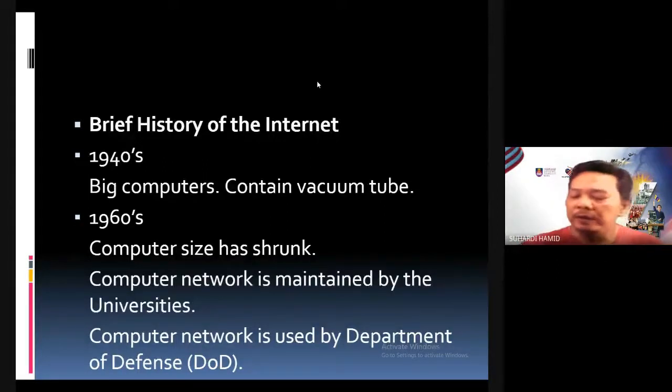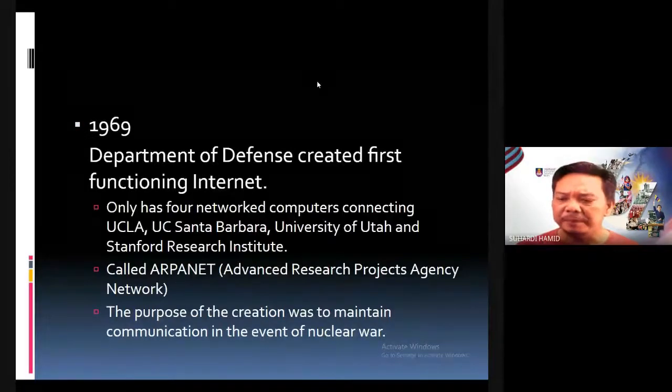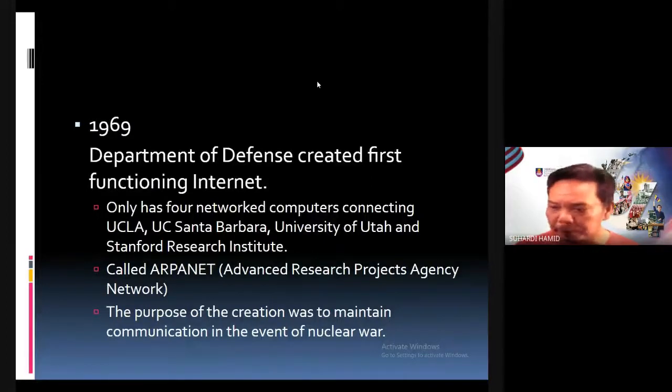The computer network was used by the Department of Defense. Notice that the network initially started with the Department of Defense because they required another way of transmitting information should the infrastructure fall down. Suppose the telephone line is down, they can communicate using the computer. That's why they introduced the computer network. In 1969, the Department of Defense created the first functioning internet that only had 4 network computers connecting UCLA, UC Santa Barbara, University of Utah, and Stanford Research Institute. What does UCLA stand for?